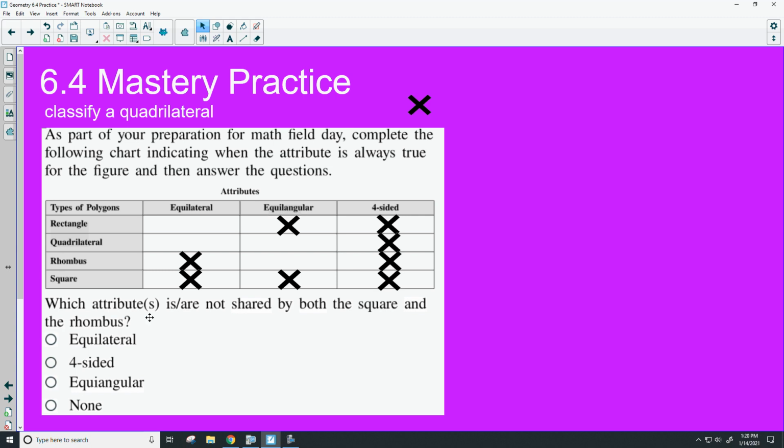So the question is, which attribute is not shared by both the square and the rhombus? Equilateral is shared. Four-sided is shared. Which one is not shared by both? Equiangular. So my answer is equiangular. And again, it's equiangular because it says not shared. Make sure that you're being very careful with that, and checking that off, not shared.